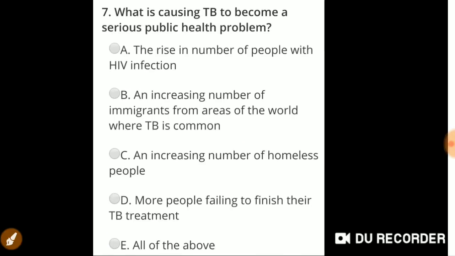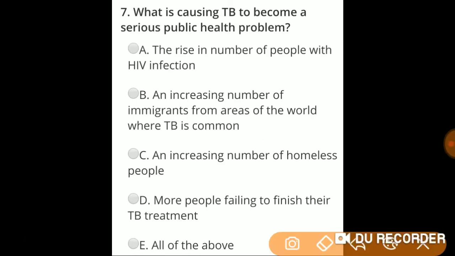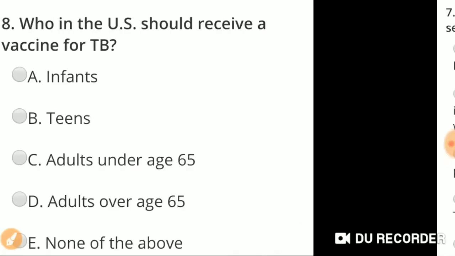Okay, very easy. Now, what is causing tuberculosis to become a serious public health problem? Rise in the number of people with HIV infection, yes. An increase in the number of immigrants from areas of the world where TB is common, yes. Increasing number of homeless people, yes. More people failing to finish their TB treatment. So E is the answer, all of the above.